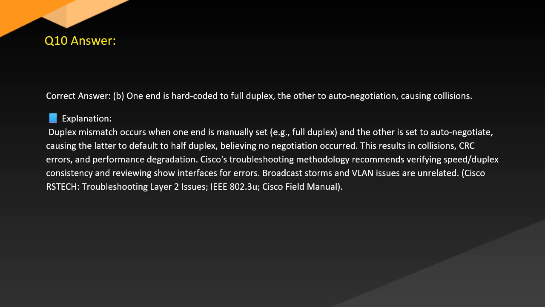Cisco's troubleshooting methodology recommends verifying duplex consistency and reviewing show interfaces for errors. Broadcast storms and VLAN issues are unrelated. Cisco RSTECH, troubleshooting Layer 2 issues. The E800 2.3 Cisco Field Manual.